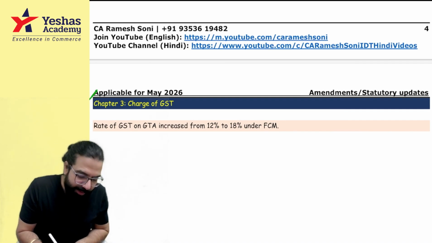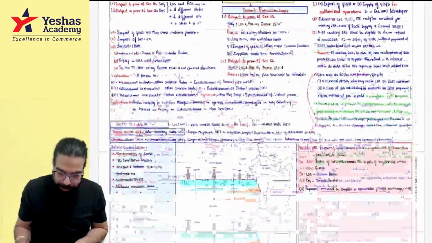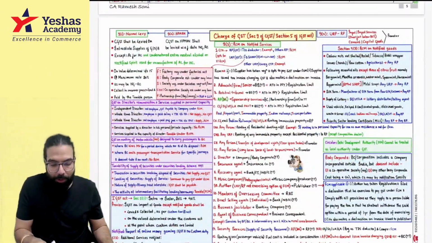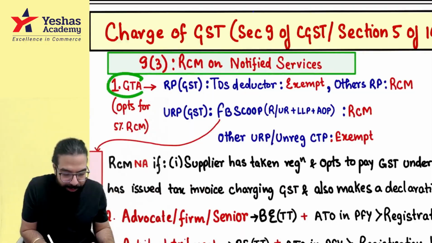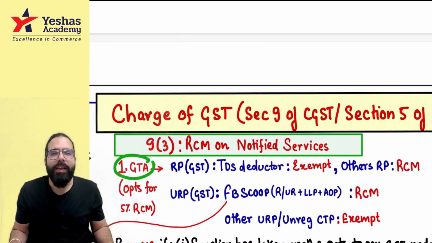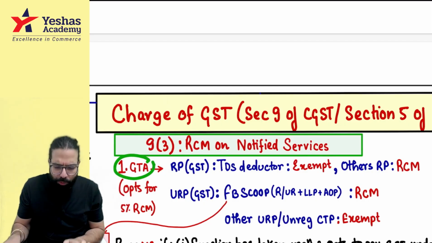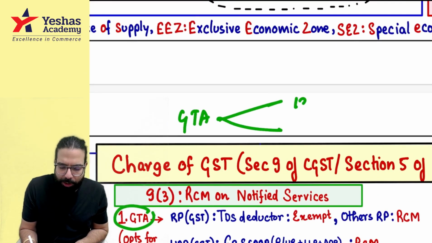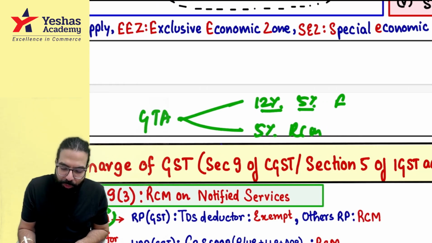Okay sir. Charge of GST, the RCM chapter. Everyone listen to me very carefully. In charge of GST no amendment again, but only 1 point. You know, Goods Transport Agency, GTA, forward charge mechanism and reverse charge mechanism. Yes sir, in forward charge mechanism GTA had two rates, 12% and 5%. It can charge 12% and 5%, and 5% was reverse charge mechanism, and here 12 and 5 was forward charge mechanism. Nothing, baba, only one small point.